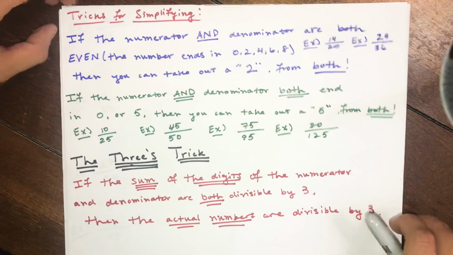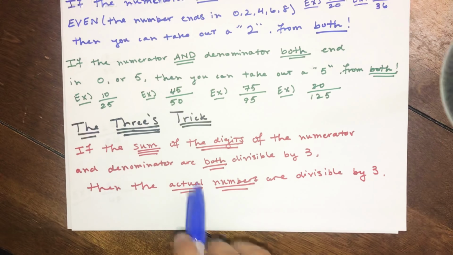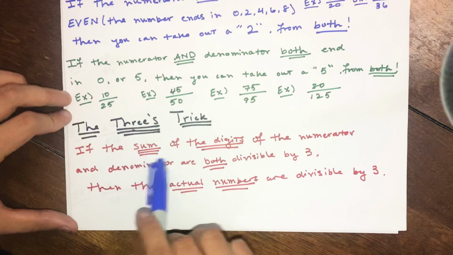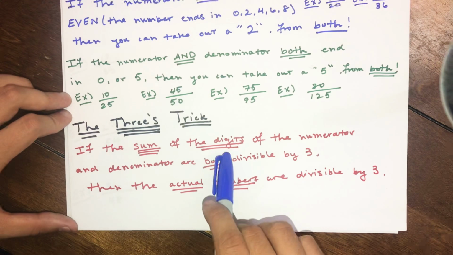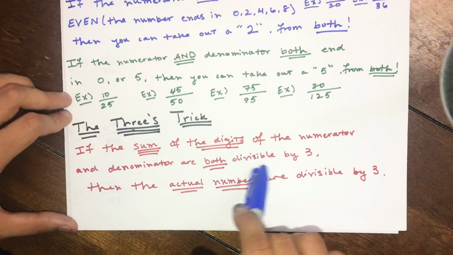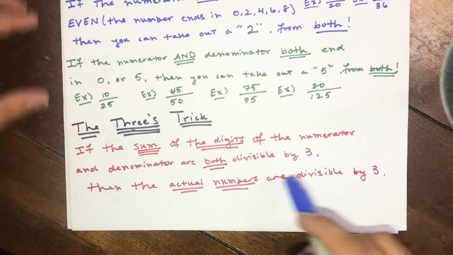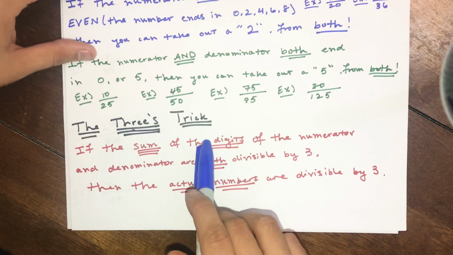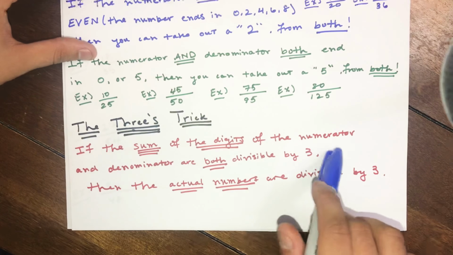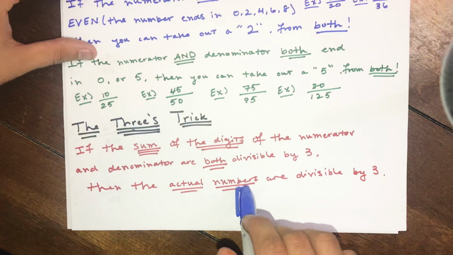Now, my favorite trick, and a trick that I want all of you to know, is the threes trick. It says if the sum of the digits of the numerator and denominator are both divisible by 3, then the actual numbers are divisible by 3. Let's look at examples of the threes trick. So one more time, if the sum of the digits of the numerator and the denominator are both divisible by 3, then the actual numbers are divisible by 3.